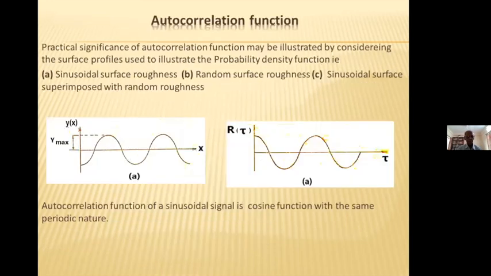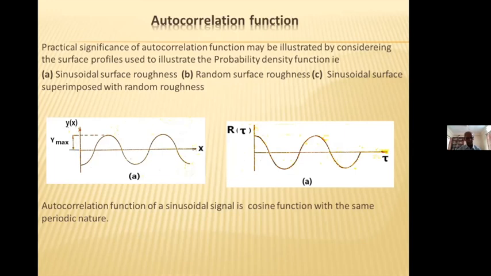Now again here we try to look at some of the applications of this function in our daily use. Again, let us take the three examples that we have taken before, that is sinusoidal surface roughness, random surface roughness, and sinusoidal surface roughness with superimposed random roughness.